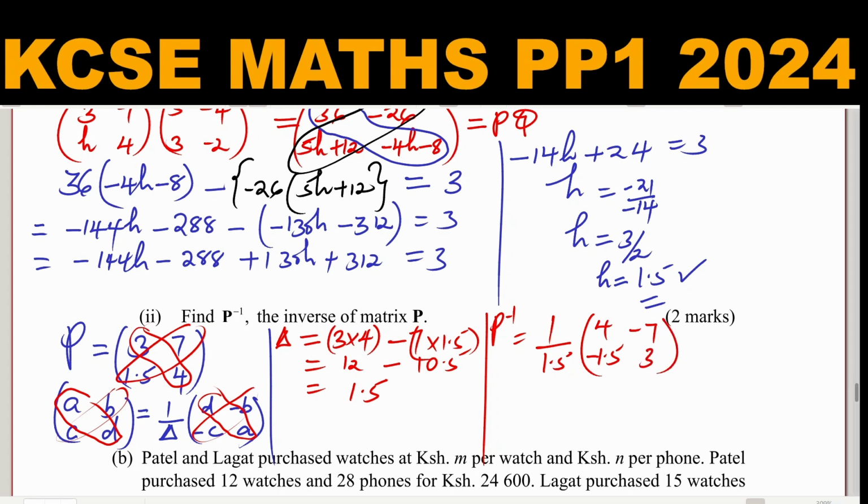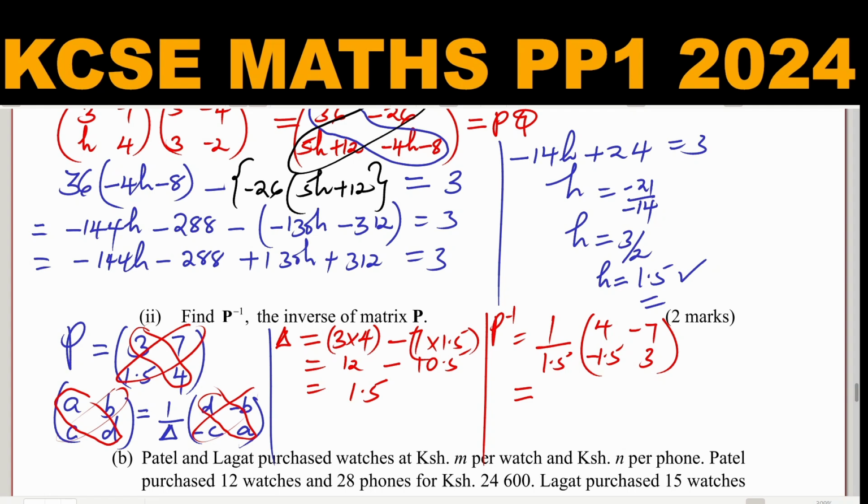We're being guided by whatever I gave you there. If you have a matrix A, B, C, D, how do you get the inverse of that? Now everything that is inside this bracket should be multiplied by 1 divided by 1.5. So multiply each element by that. Each element that is there, that is 4, -1.5, -7, 3, multiplied by 1 divided by 1.5.